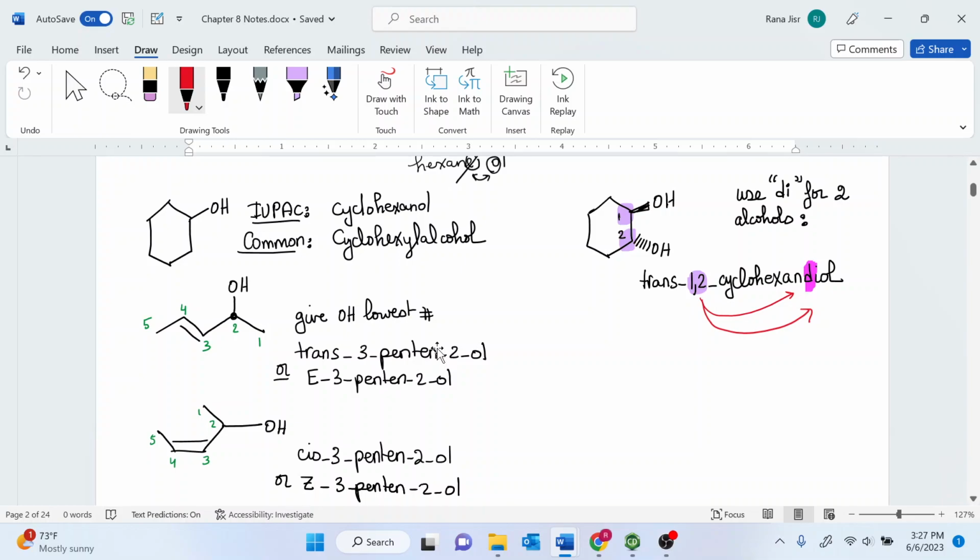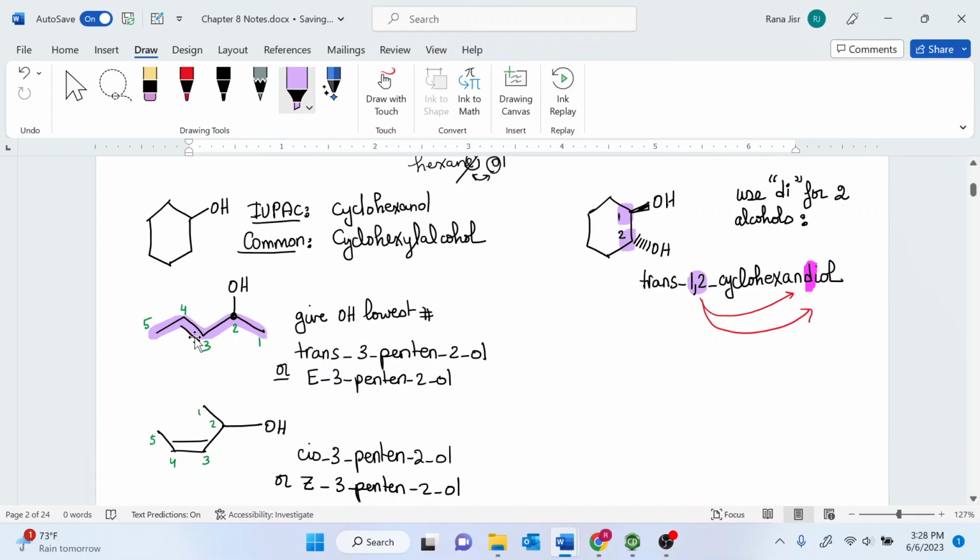Don't forget that we dropped the E in the pentene because we are adding the OL. Even though you have the 2 in there between the E and the O, you still drop the E. So you have to indicate where the OH is, and the OH is on the second carbon. So this 2 belongs to the OH, and that 3 is for the double bond.